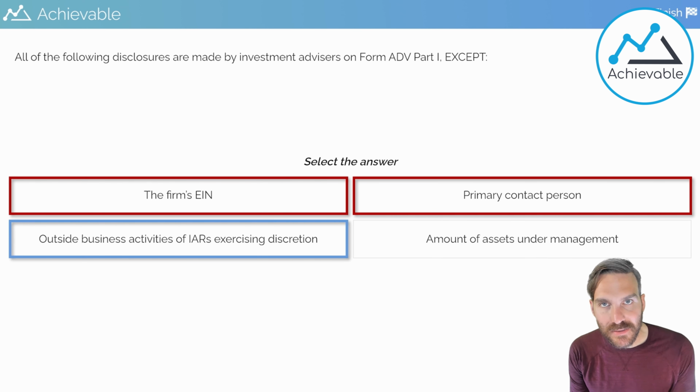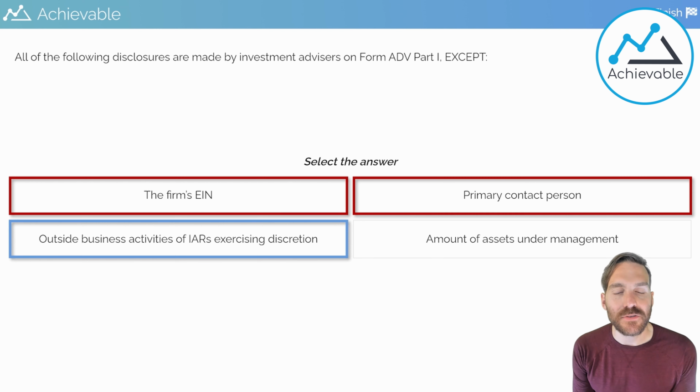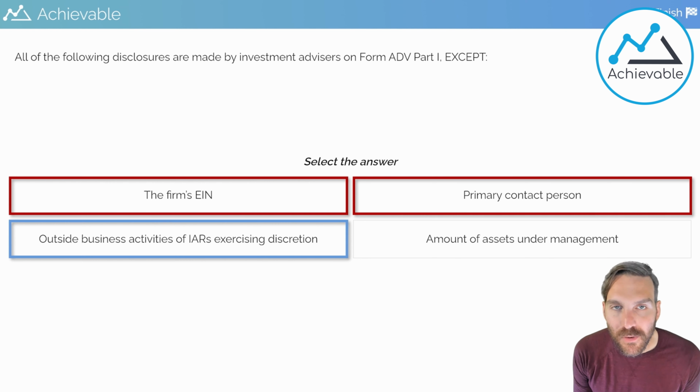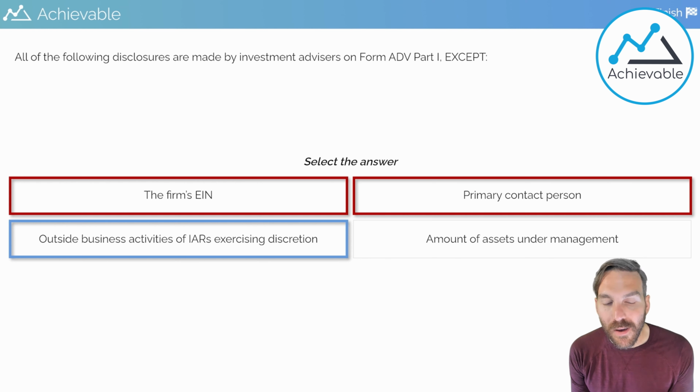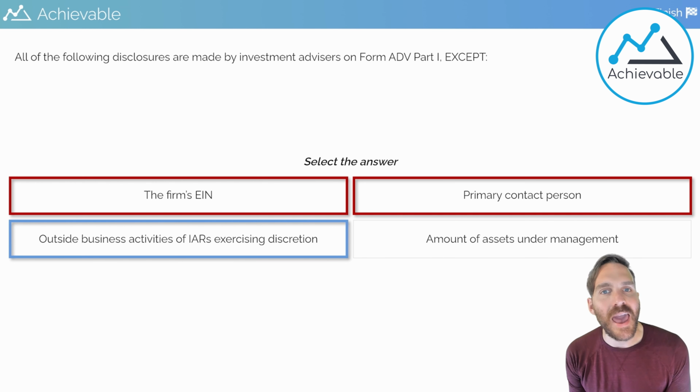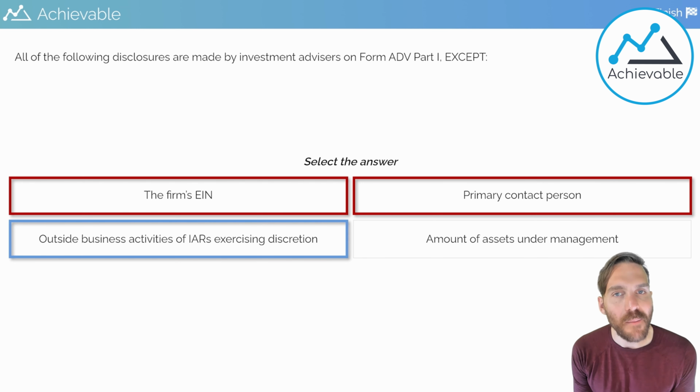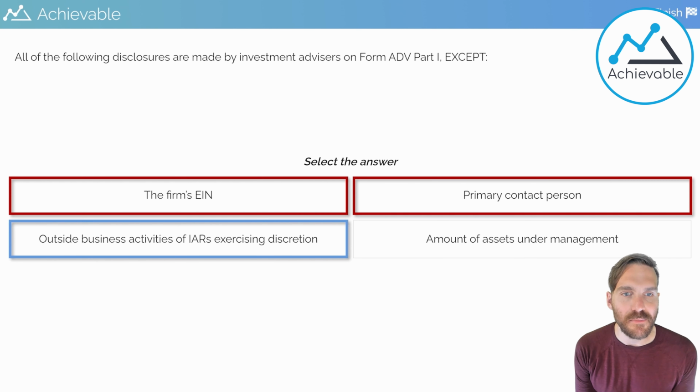Outside business activities of investment advisor representatives exercising discretion. We talked about some instances where any type of criminal history related to an advisory affiliate, or any type of legal history where there was a ruling against an advisory affiliate, had to be disclosed on Form ADV Part 1. But an outside business activity would be any type of employment or compensation a registered person receives outside of the firm they work for. For example, I'm an investment advisor representative and I happen to drive Uber on the weekend. The compensation I receive from Uber would be considered an outside business activity.